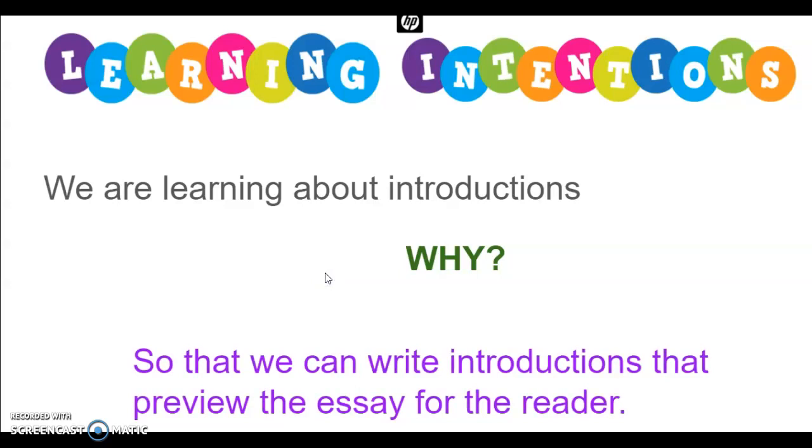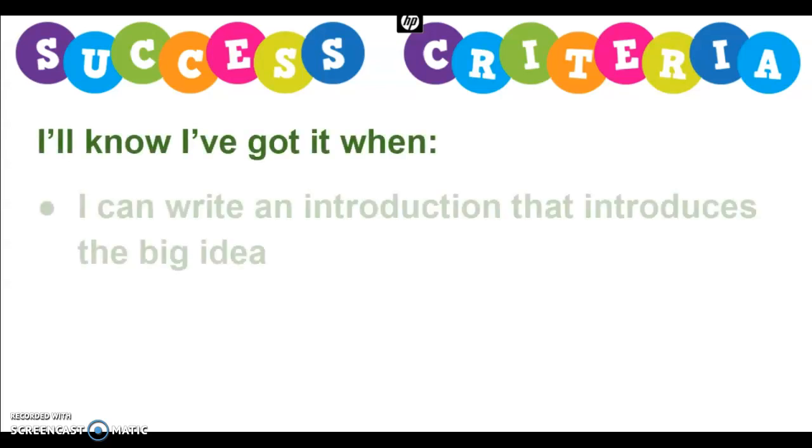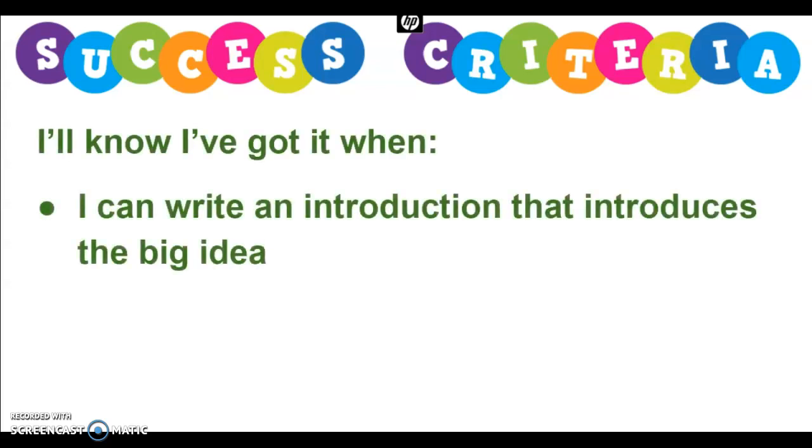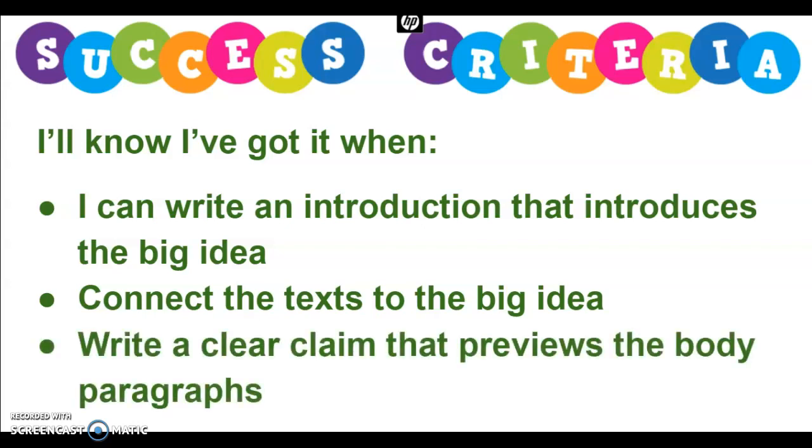Why? So we can write an introduction that previews the essay for the reader. You'll know you've got it when you can write an introduction that introduces the big idea, connects the text, in this case, Walter D. Myers' The Treasure of Lemon Brown and Jimmy Santiago Baca's I'm Offering This Poem, connect those to the big idea, and then a clear claim that previews the body paragraphs.